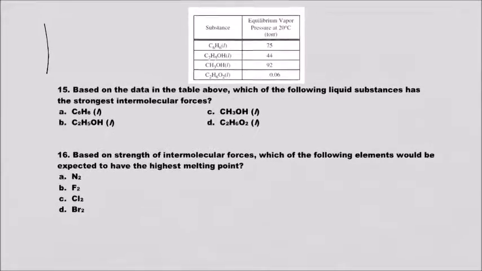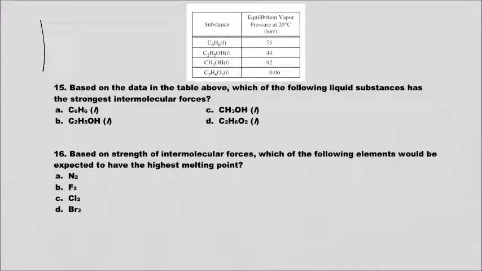All right, 15, another table. Based on the data in the table above, which of the following liquid substances has the strongest intermolecular forces? Strongest. So strong intermolecular forces, and again, notice this is about vapor pressure. Substances with strong IMFs have low vapor pressure. So we're going to pick D.